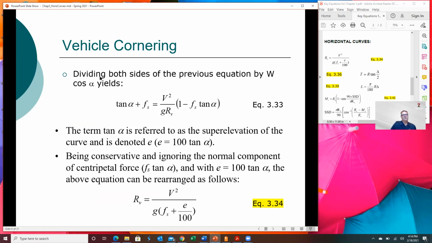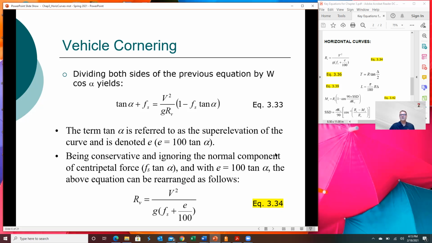You continue to go through the derivation where you divide both sides of that previous equation by W cosine alpha, and you get equation 333. Then you can make some conservative assumptions and ignore the normal component of centripetal force, which is relatively small. Ultimately, this equation boils down into equation 334, which I've got highlighted here.